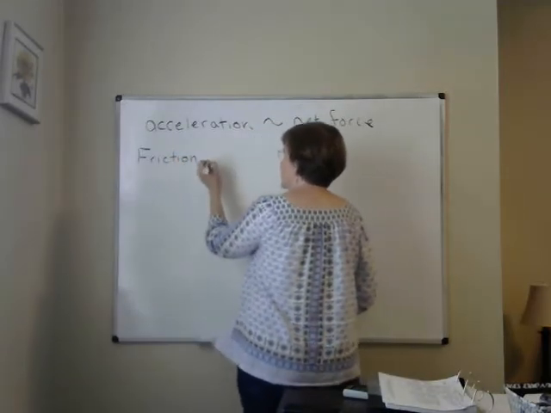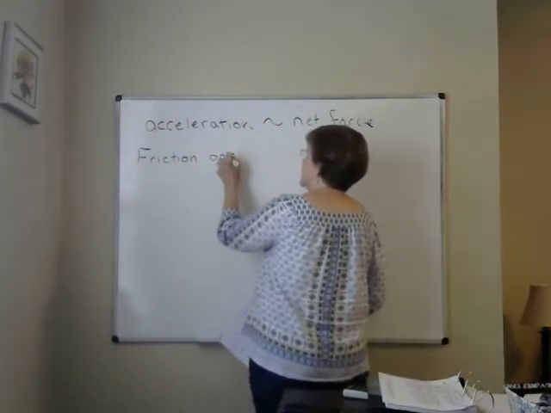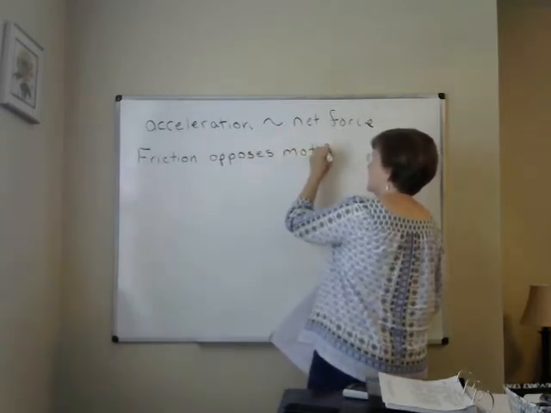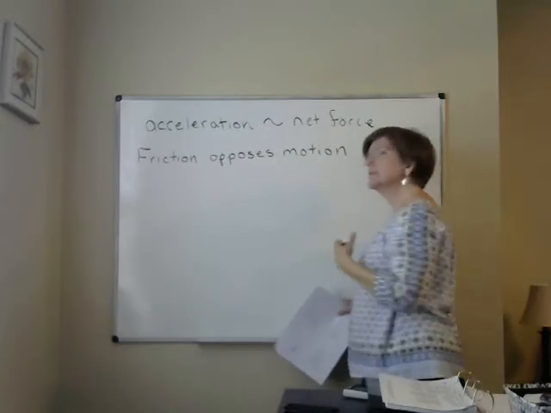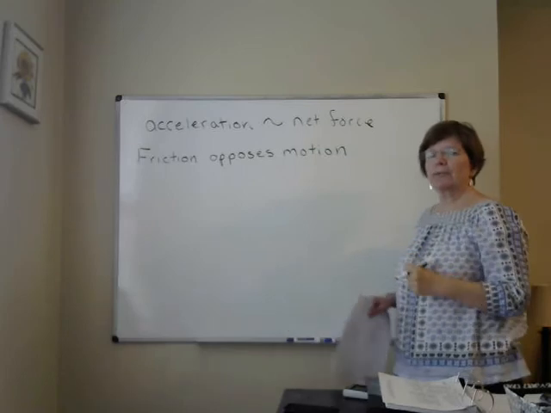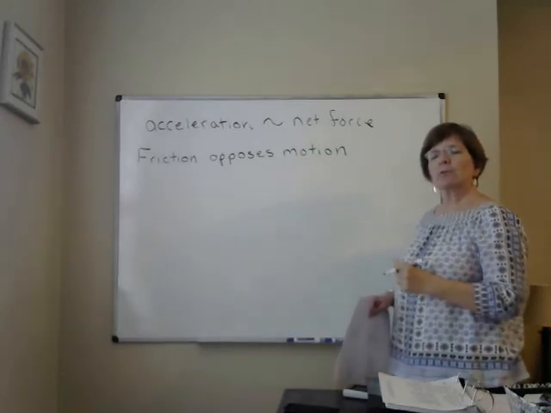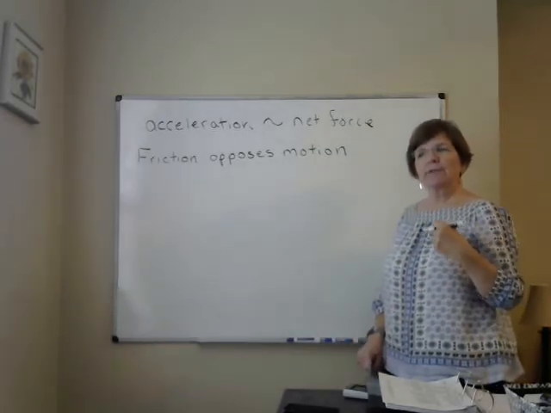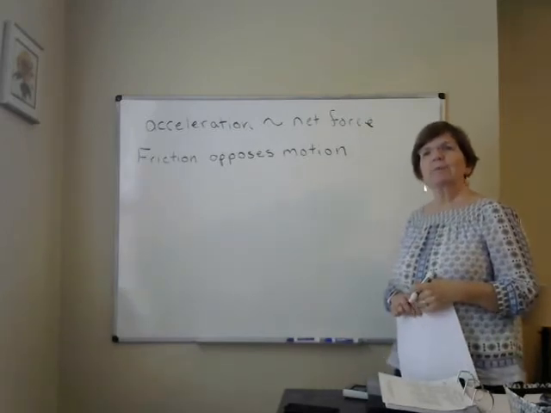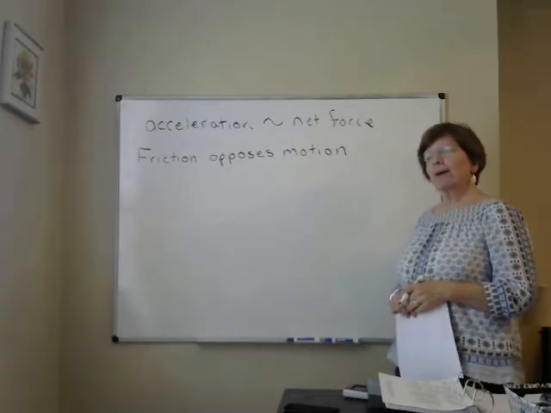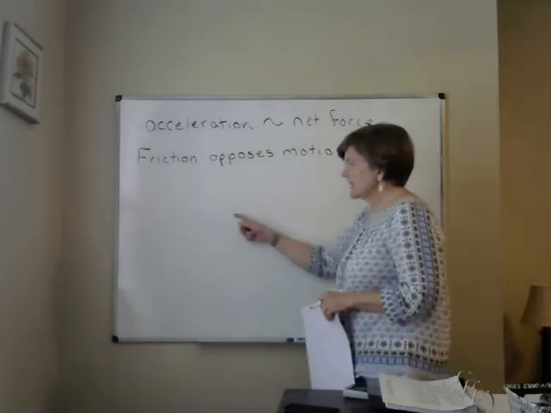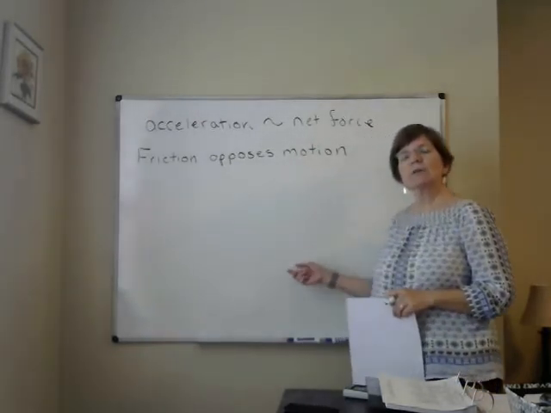Okay. Friction opposes motion. And by opposes, I mean it points in the opposite direction. If you try to push something to the right, the friction force will be pushing to the left. If you try to push the object to the left, the friction force is going to be pushing to the right. If you have something rolling down a ramp and it's moving down the ramp, friction's going to always be pushing up the ramp.